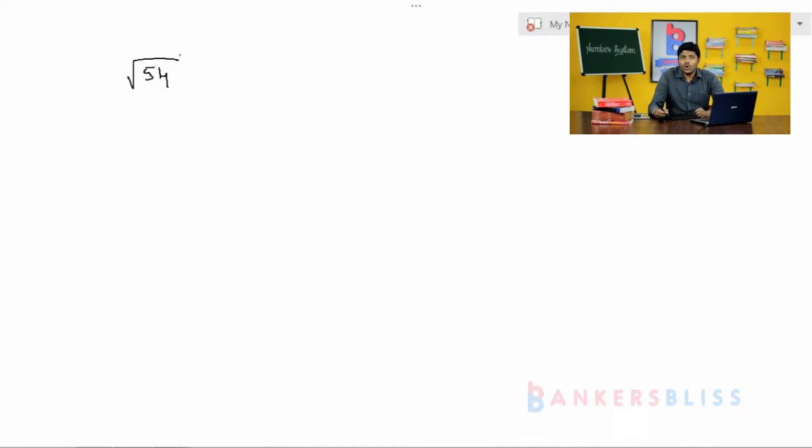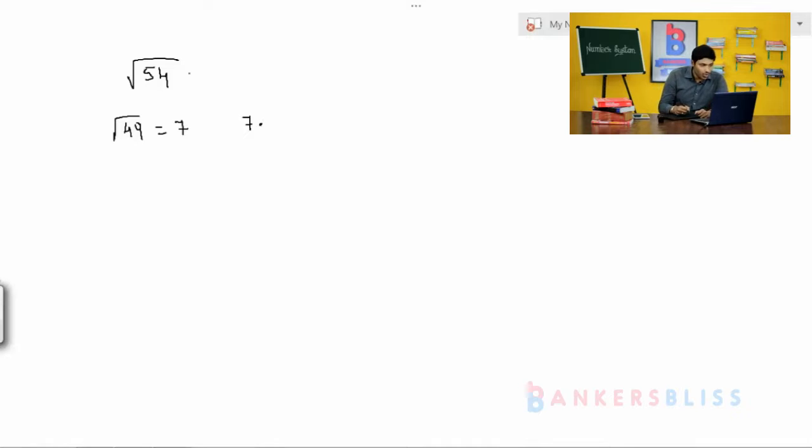See 54. What is the nearest perfect square number which is near to 54 and less than 54? That is 49. What is the square root of 49? That is 7. So if you take the root of 49, you get 7. So 7 point something is your answer. Then what is that something? You have to calculate that value.